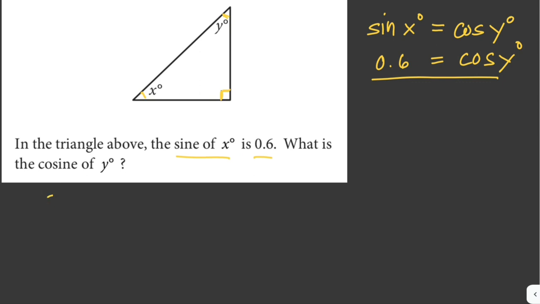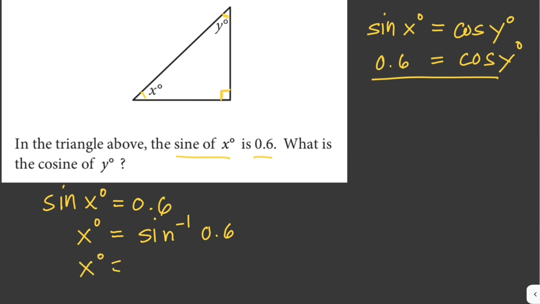So that is sine of x degrees equals 0.6. You can solve for the angle first. Sine inverse of 0.6, the angle is equal to 36.87 degrees. This one, you can use if you're allowed to use the calculator. And now we have the value of this angle, the x degrees.